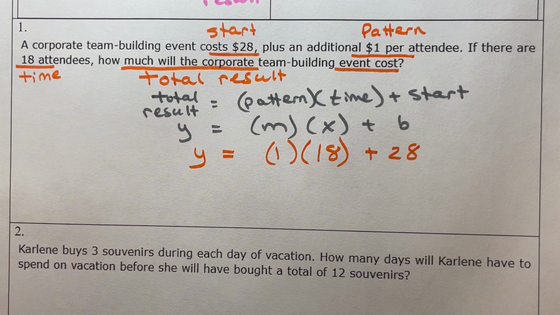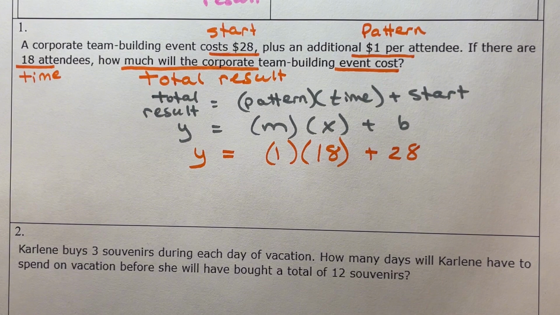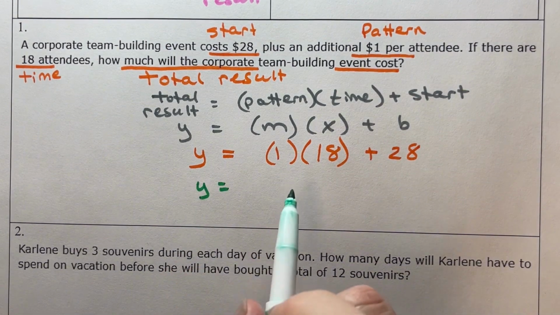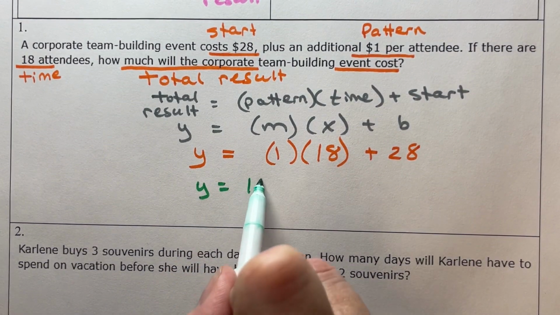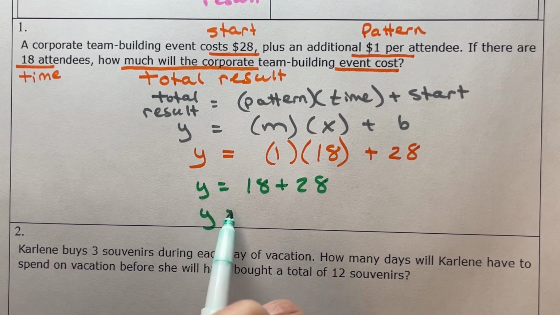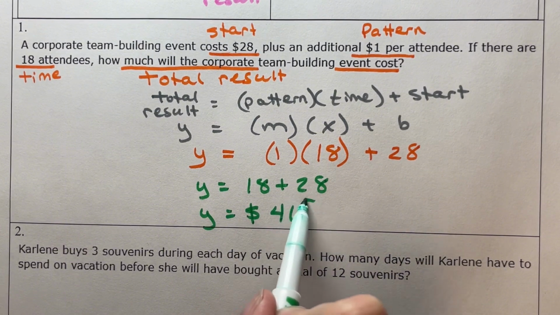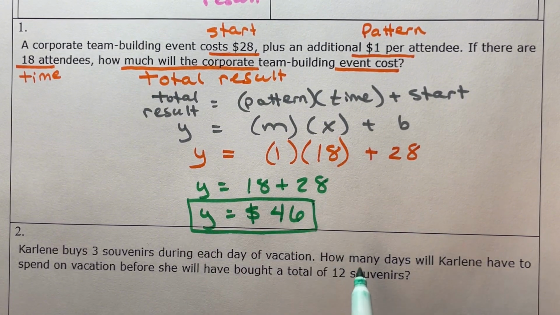So all of our numbers are here on the right side of the equation, and we can simply go through the process of solving using our order of operations. We find that y equals 1 times 18 is 18. Y equals 18 plus 28 gives us a total of $46 to host this event in total. And there you go.